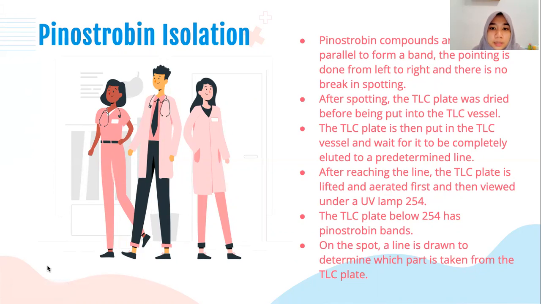The TLC plate is then put in the TLC vessel and we wait for it to be completely eluted to a predetermined line. After reaching the line, the TLC plate is lifted, irradiated first, and then viewed under a UV lamp at 254. The TLC plate under 254 shows Pinostrobin bands.